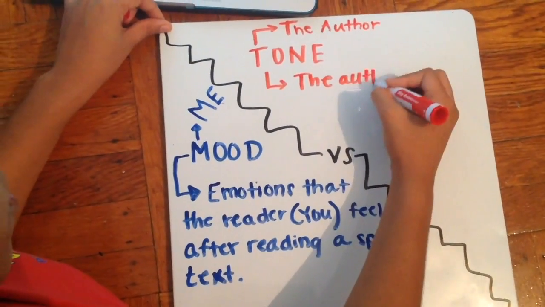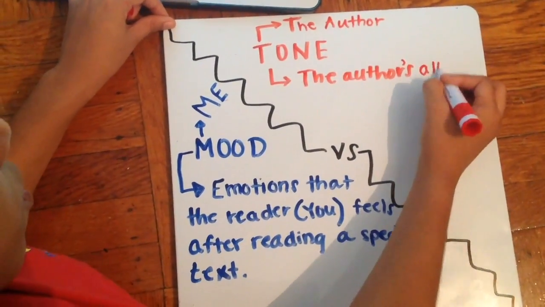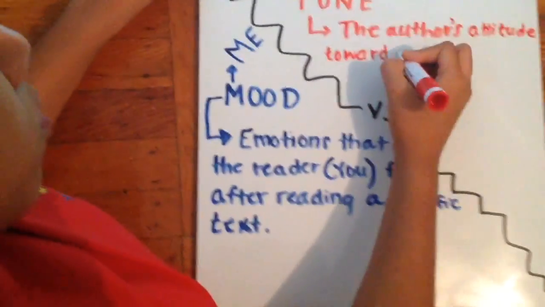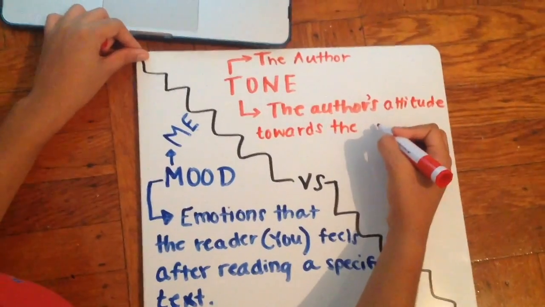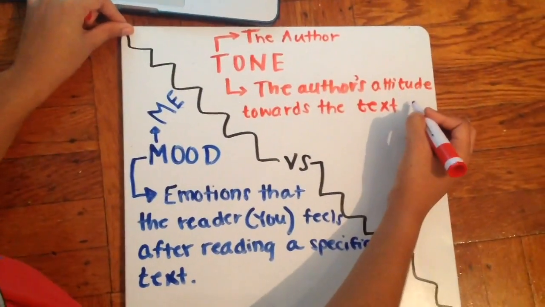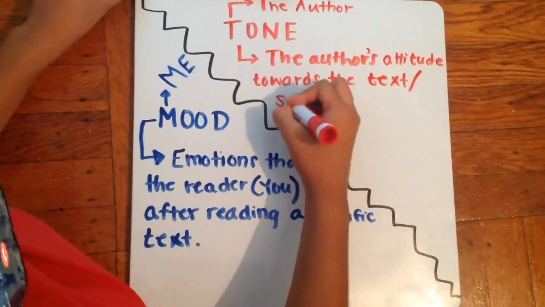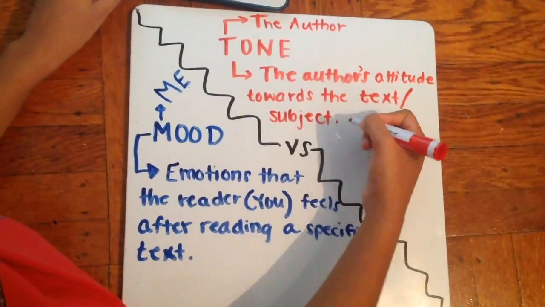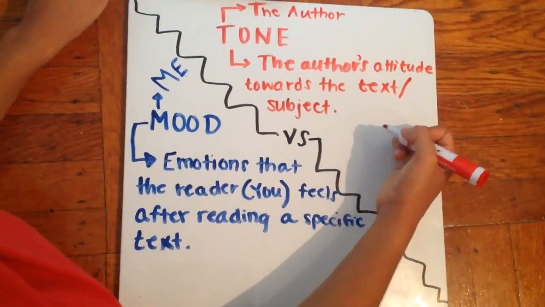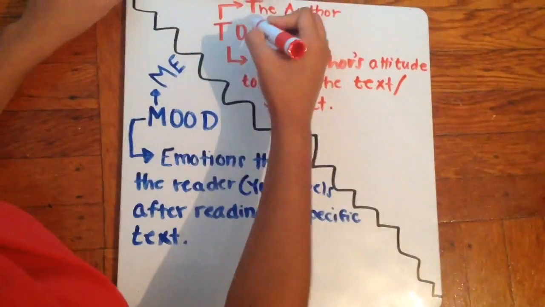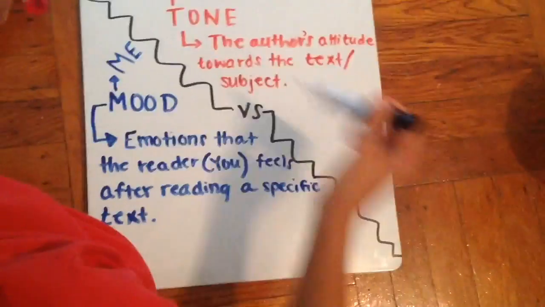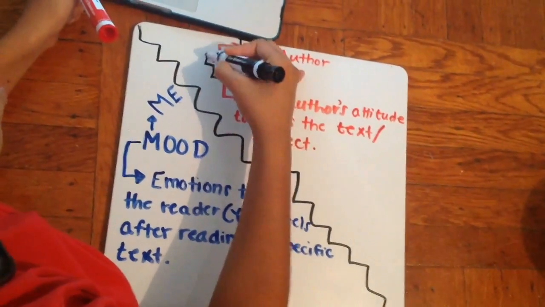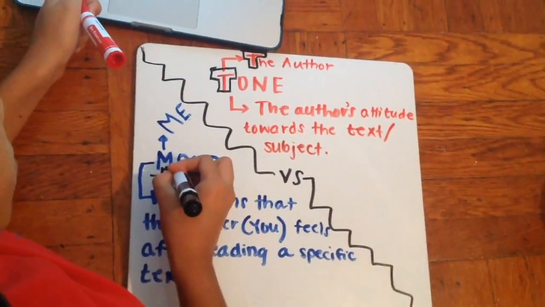So now, here is tone. Tone can be defined as the author's attitude towards the text or subject. The best way to remember tone is by T. As mentioned before, tone should be remembered by the author. So T in tone and T as in the author. Oh, let me get that M too in mood and mood.